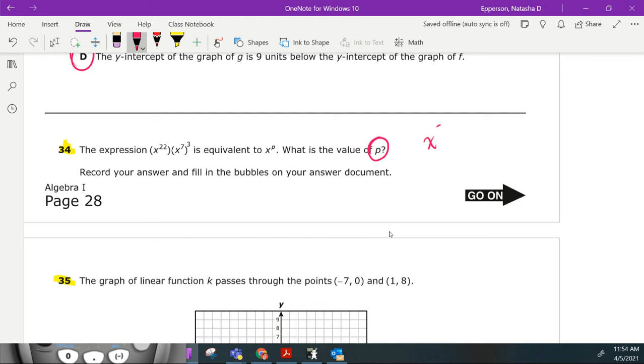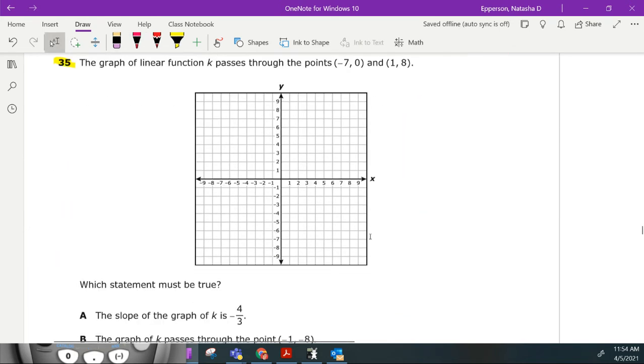So this is going to be x to the 22 times x to the 7 times 3, which is 21. Now this is going to give me x to the 22 plus 21, which gives me 43. So p is going to be equal to 43. That's your exponent. That's all you're doing on that one. That's really easy.